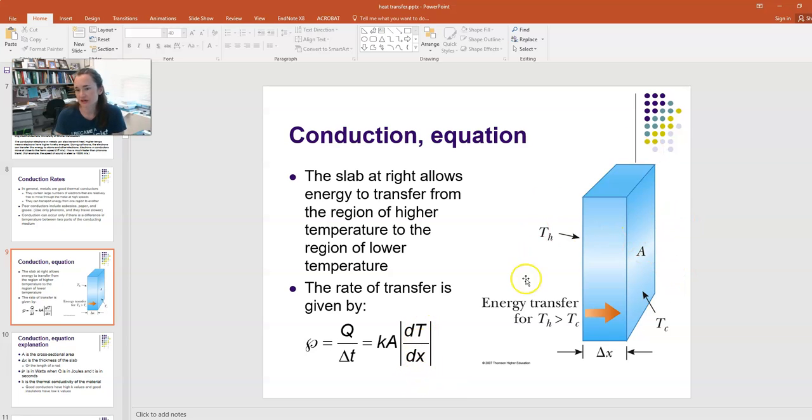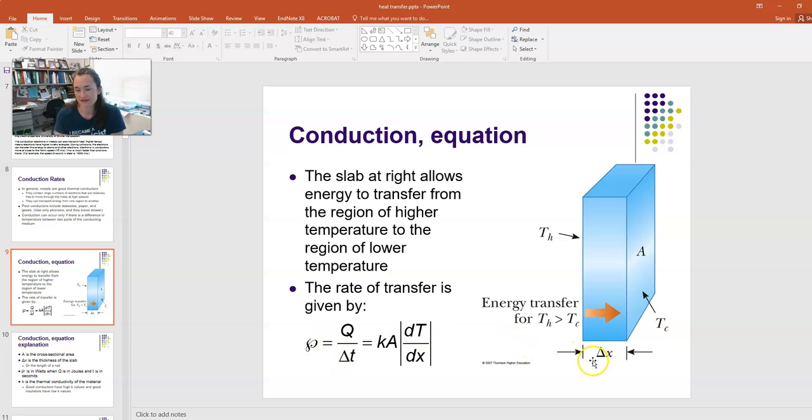If you look at this image at right, you see this slab. The slab has some thickness to it, delta x, and it has a hot side and a cold side. So energy will be transferred from the hot side to the cold side at the rate given by this equation.